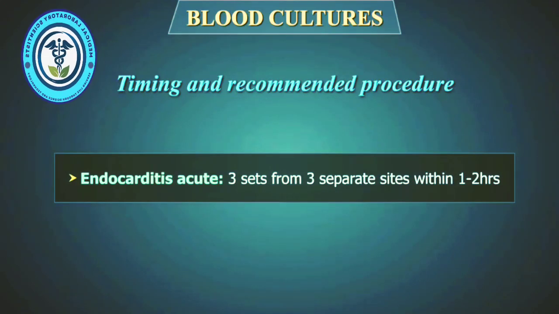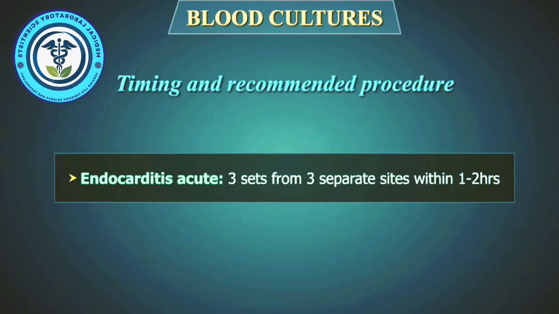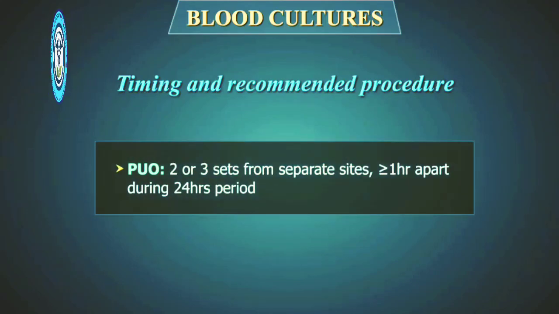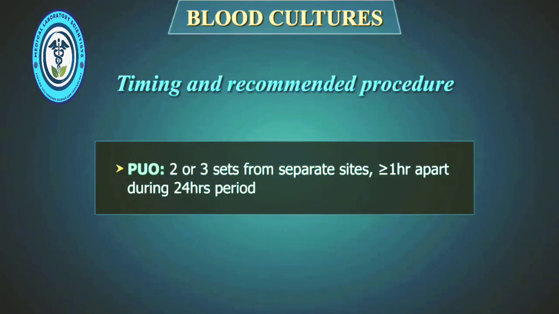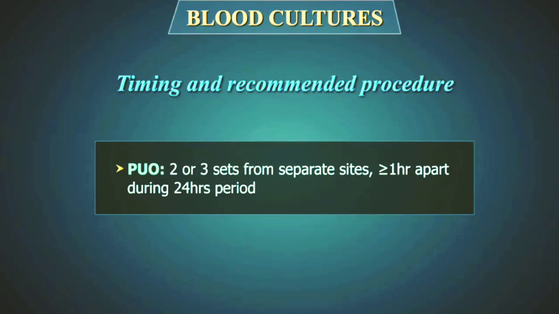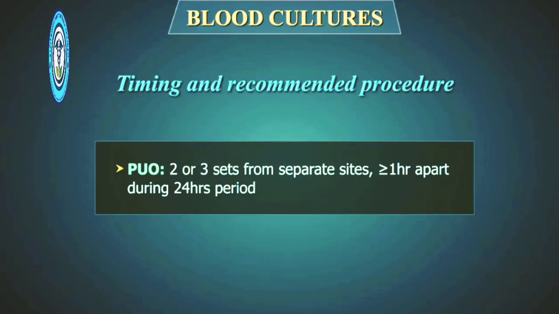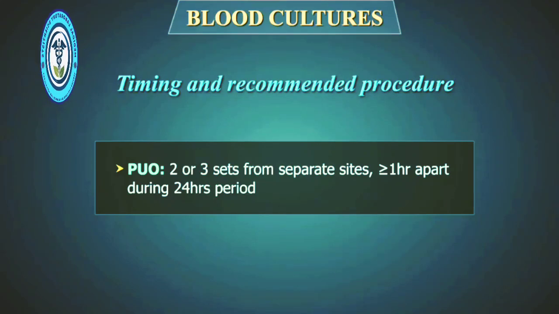Acute endocarditis: 3 sets from 3 separate sites within 1 to 2 hours before antimicrobials if possible. Pyrexia of unknown origin: 2 or 3 sets from separate sites more than 1 hour apart during a 24-hour period. If negative, at 24 to 48 hours, obtain 2 or 3 more sets.